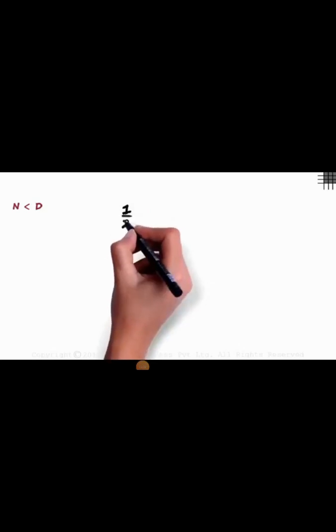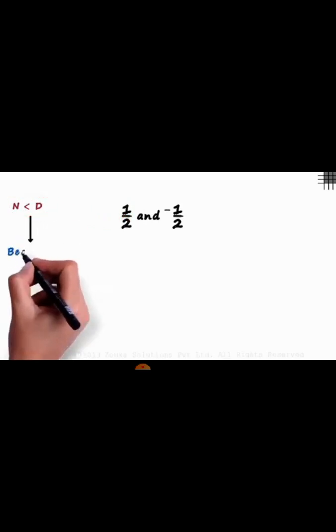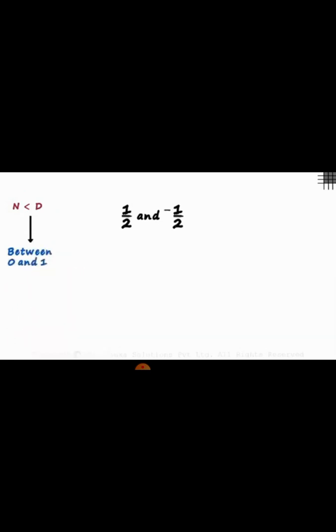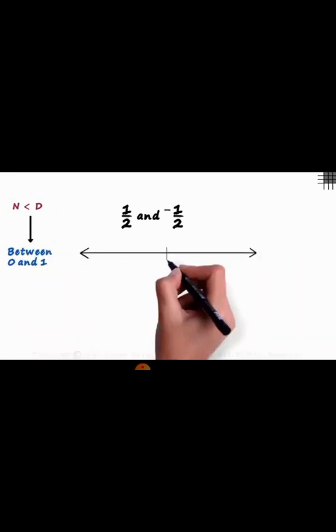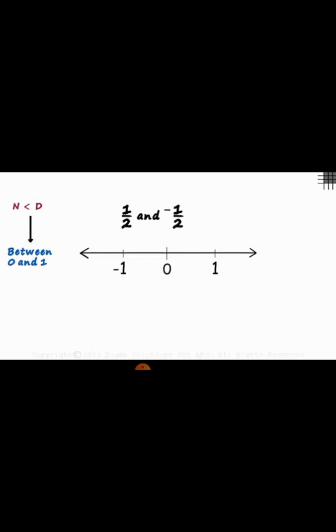When numerator is less than the denominator, let's try to plot 1 by 2 and -1 by 2 on the number line. First we see how we can plot 1 by 2. Numerator 1 is less than denominator 2. When numerator is less than denominator, the positive rational number will be between 0 and 1. So we draw the number line like this. The number 1 by 2 is to lie somewhere between 0 and 1.